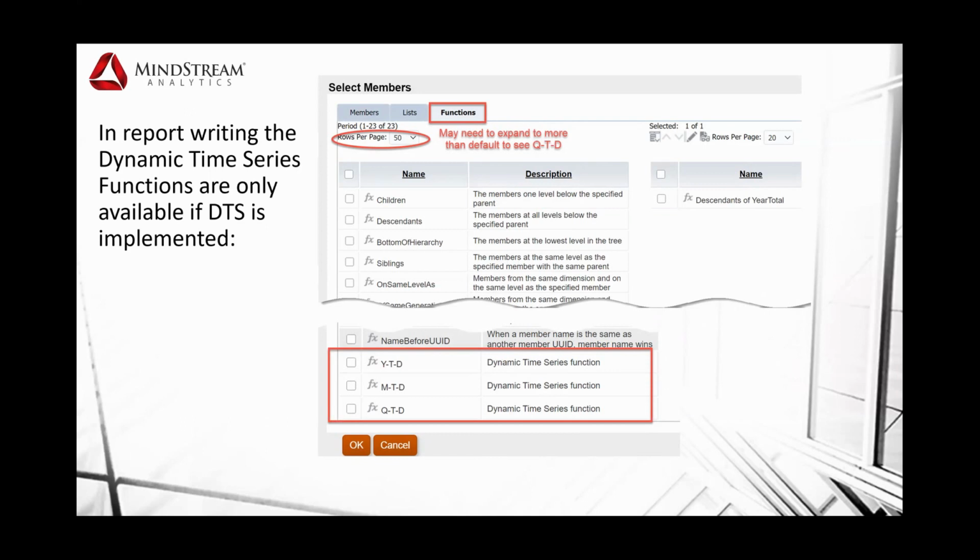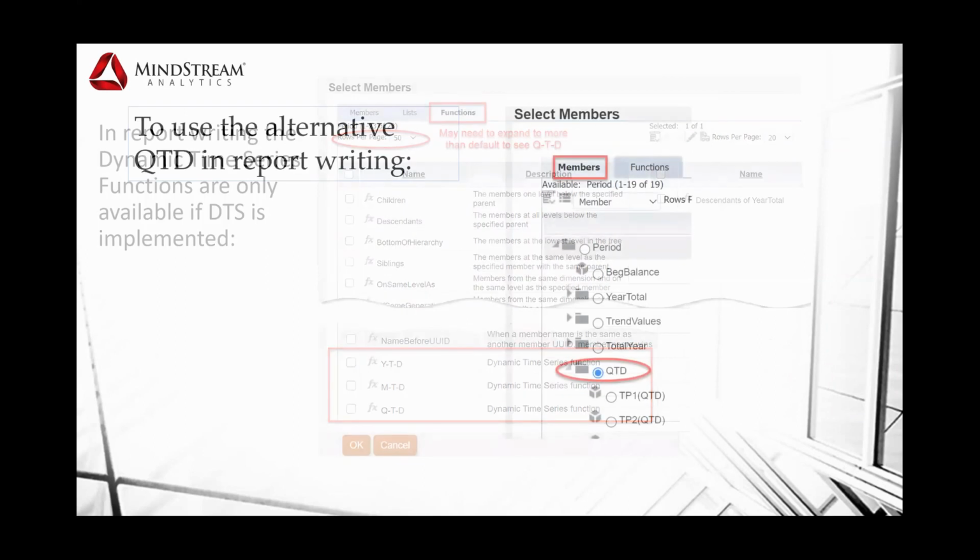Now, one little hint I want to give you is sometimes you might not see them at first, and that's because frequently you have more than 50 functions available, and the default of rows per page is 50. So if you look in the screenshot and you do not see your dynamic time series available, just make sure you have all your rows displaying.